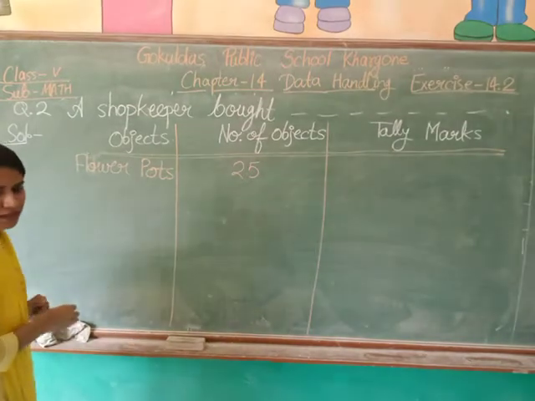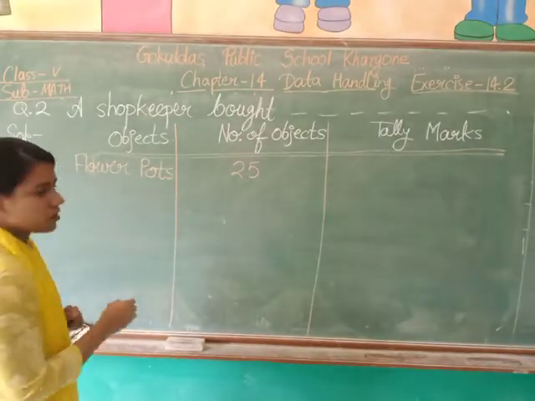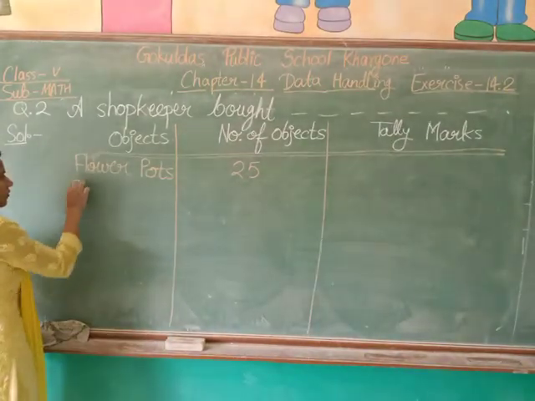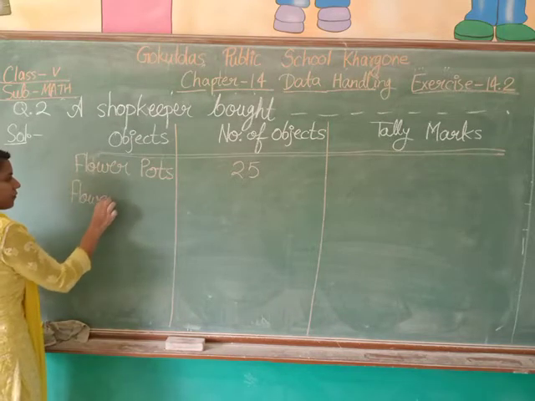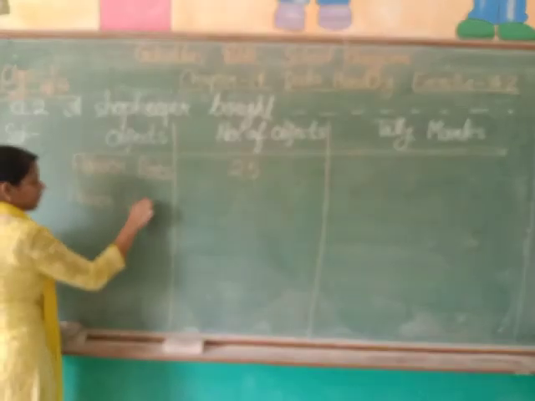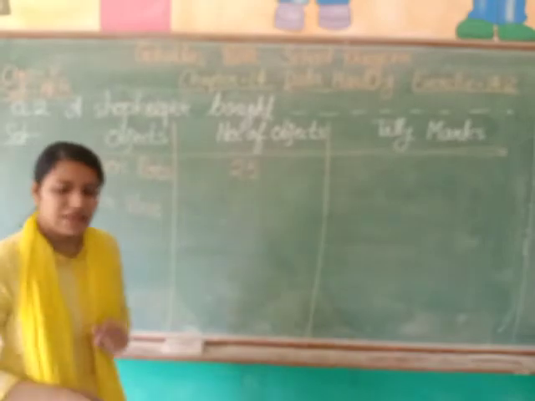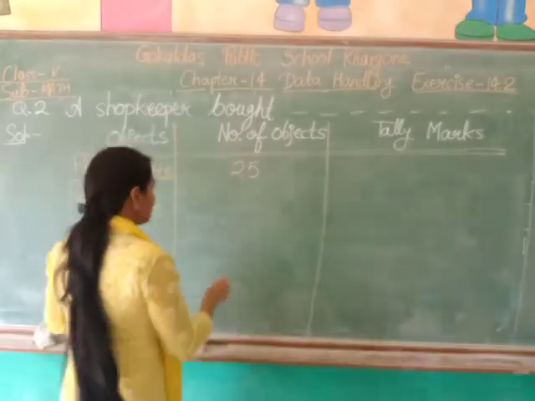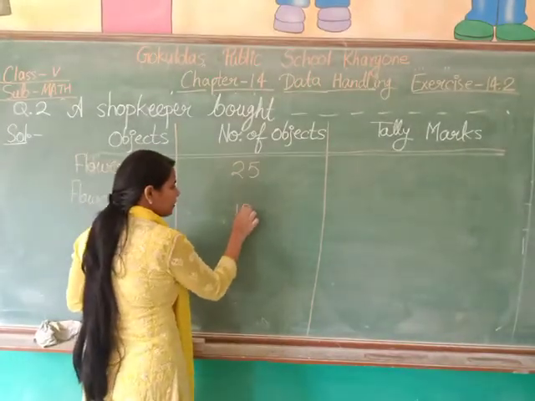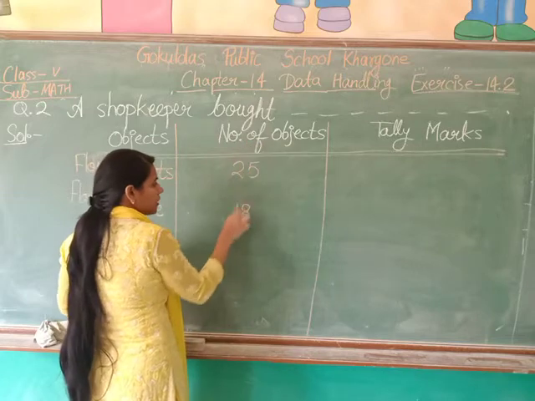Then next, he bought flower vases. How many vases did he buy? 18. So write 18 in the next column, which is number of objects.